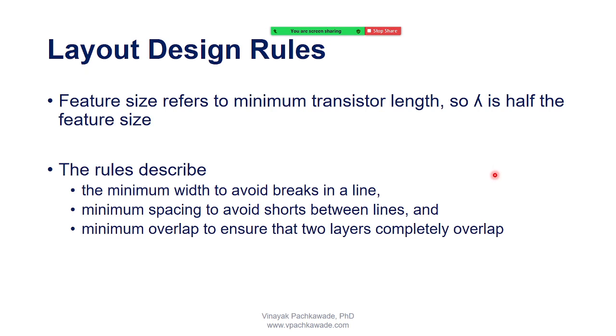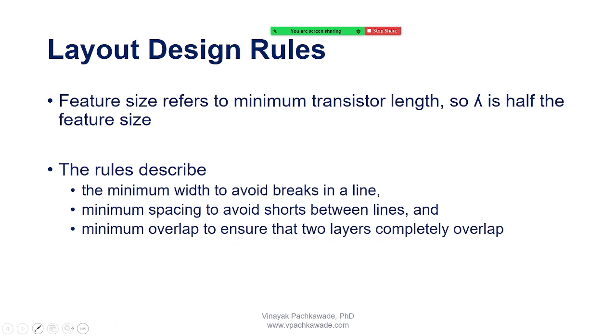Okay, so lambda rules will help the designer to describe the minimum width to avoid breaks in the line. It means they will tell what the minimum width is. We'll see it in terms of a diagram now. Lambda will also tell us, when you draw two lines, what the minimum spacing between two layers should be to avoid a short between them. And they will also tell us how much the minimum overlap is to ensure that two layers completely overlap.